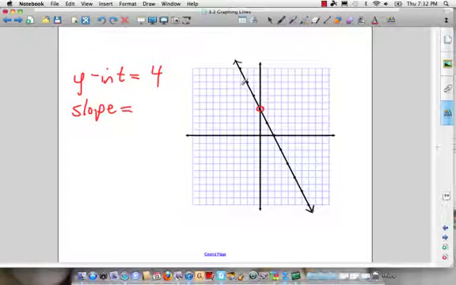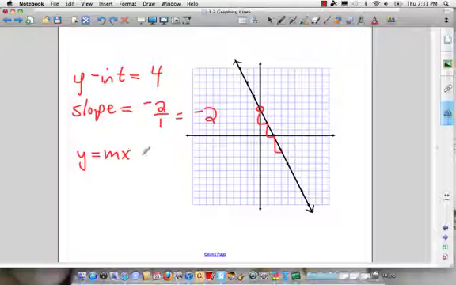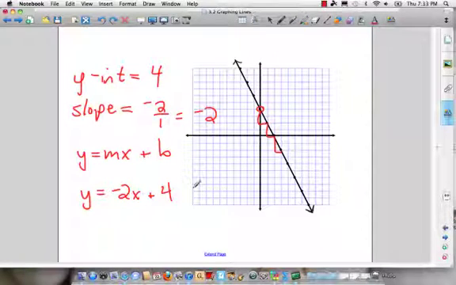Notice that it goes downward from left to right, so I know the slope is going to be a negative. And if you count it out, it's down 2 over 1. Down 2 over 1. And that pattern repeats, down 2 over 1. So -2 over 1, which we would generally write as -2. And then remember, the general way of writing an equation in slope-intercept form is y equals mx plus b, where m is the slope, so I'm going to put a -2, and b is the y-intercept, which in this case is +4.